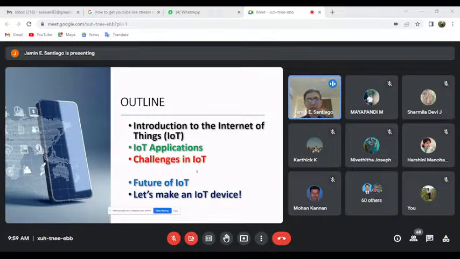But since we are doing this online, I will try to go through some of the steps of making the projects that I have done before. So it is based on my experience using IoT.